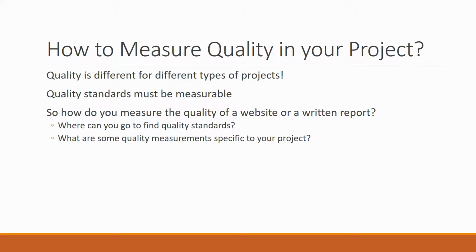So that really brings us to a question of how do we manage or how do we measure quality in our own projects? A lot of your projects, for the most part, are things like websites, written reports, those kinds of things. So what would be some quality standards that you would develop that would be measurable? Remember that quality is different for different types of projects. One team is going to develop quality standards that are very different from another team because you're doing different projects, right?